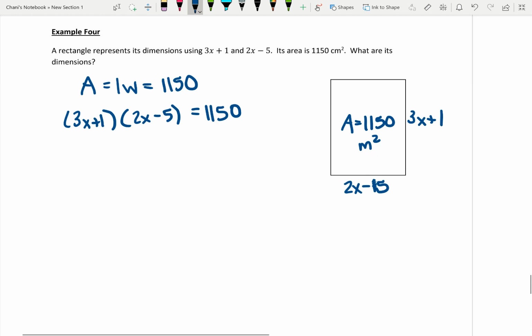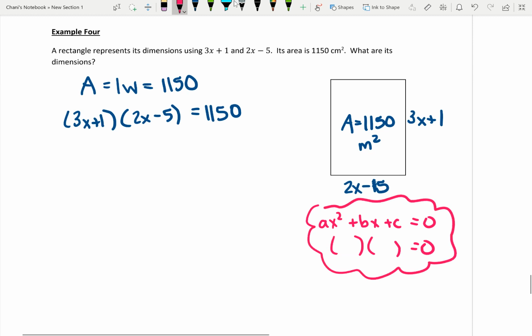Well, that doesn't work because in order for that to be appropriate, we would have to have an equation that equaled 0. What this is saying right now is that this number times this number equals 1150. So we can't actually use these nice little factors. We have to FOIL, okay? Because what we need in order to solve an equation, remember, is something that's ax squared plus bx plus c equals 0, and then you factor that. That's when you can solve. This is what you need in order to solve an equation.